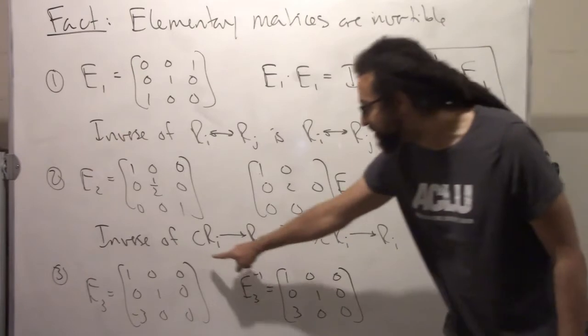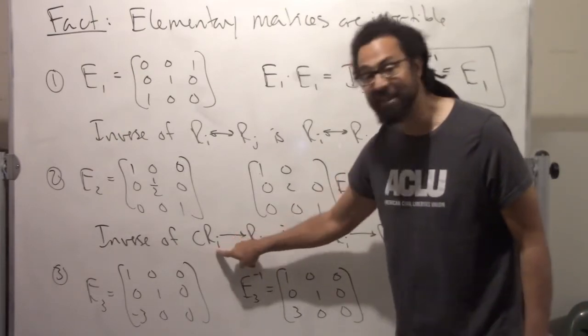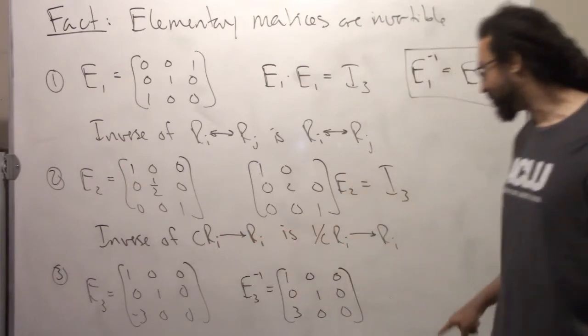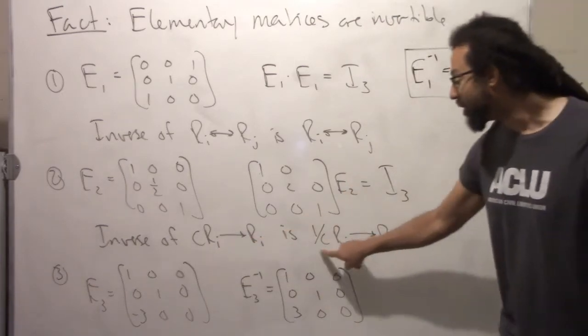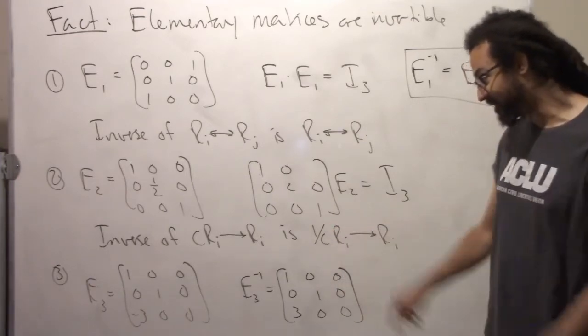So the inverse operation of replace row i with c times row i is replace row i with 1 over c times row i. And again, c is not 0, so this is legitimate.